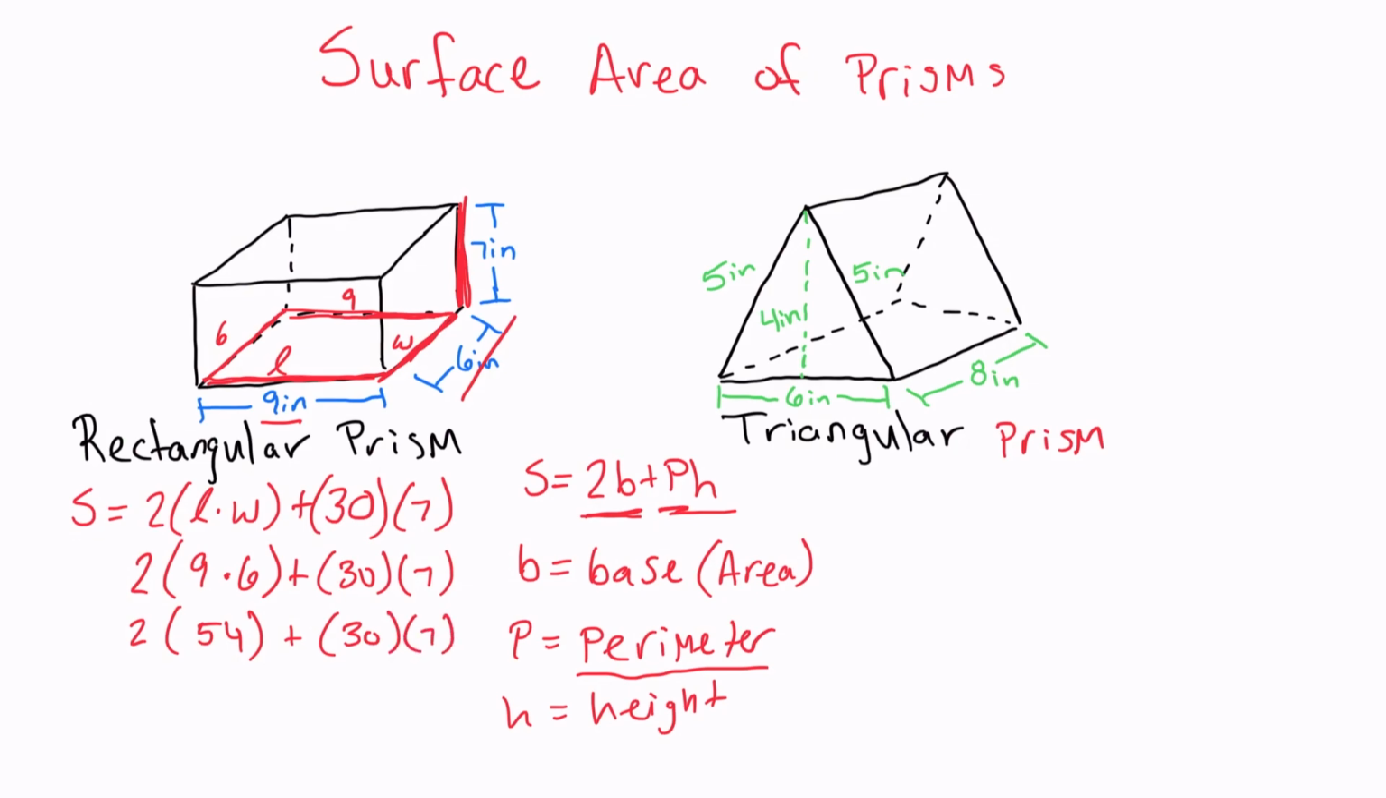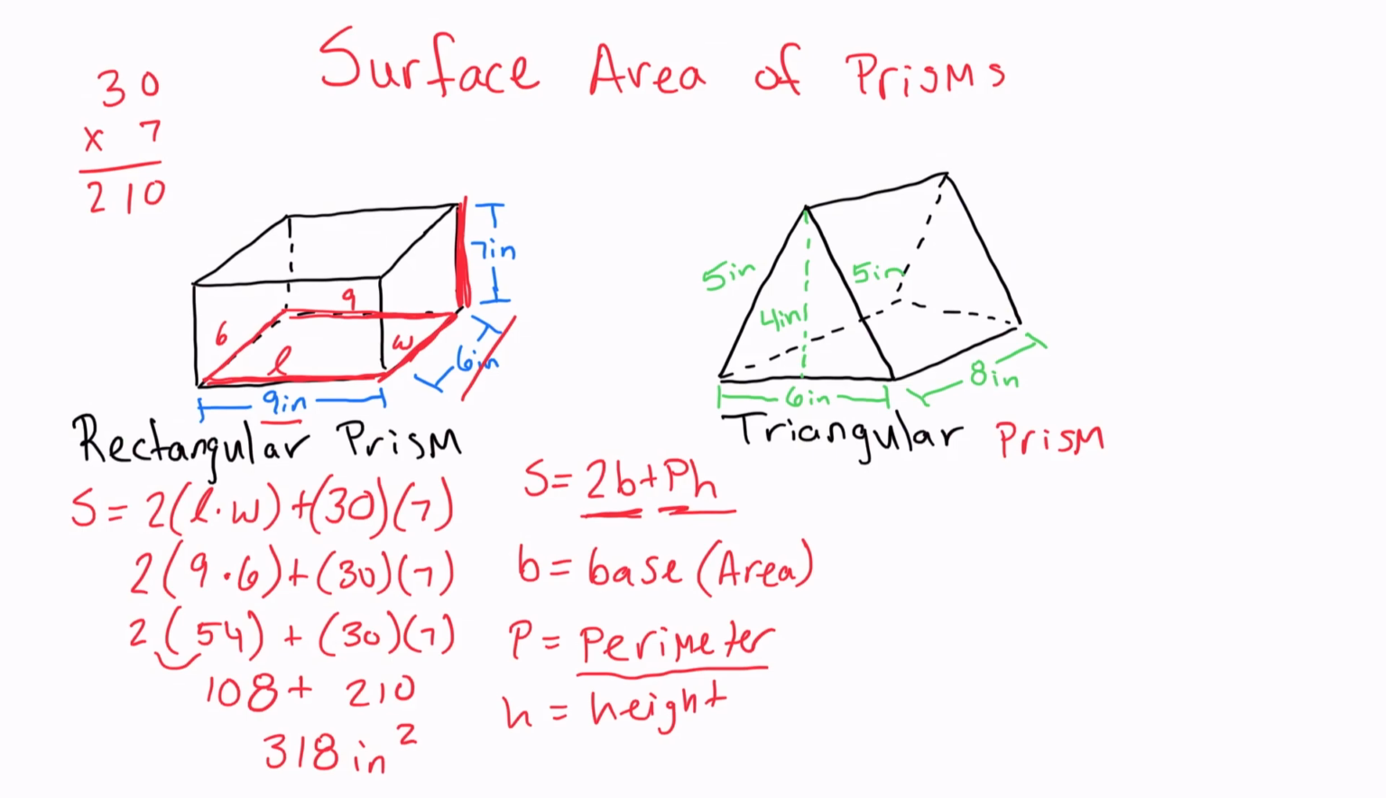So let's move on to 30 times 7. 7 times 0 is 0, 7 times 3 is 21, so 210. And this is going to be added to whatever 2 times 54 is. We just need to double 54 here, and that's going to give us 108. With this, we end up with 108 plus 210. And now I just need to add my values together. 108 plus 210 is going to give me a total of 318. And this is going to be inches squared. So the surface area of our rectangular prism is 318 inches squared.